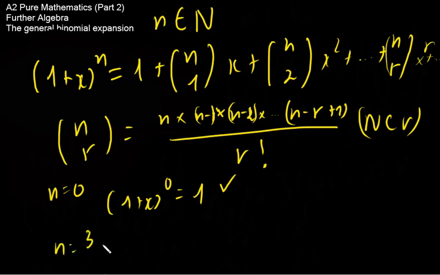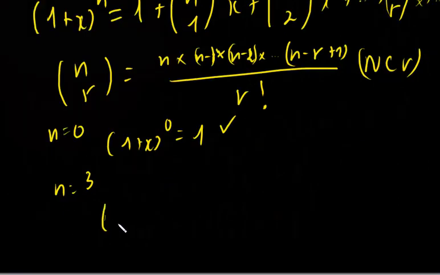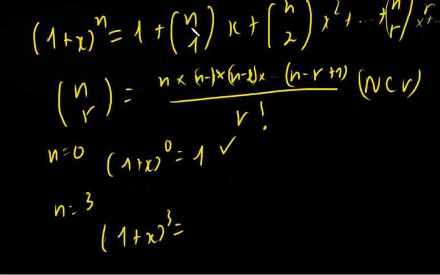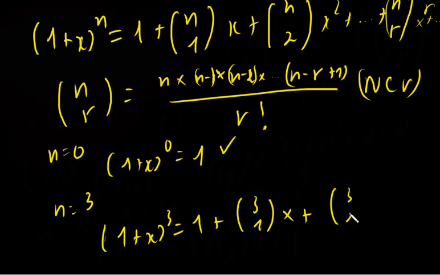Let's take n equal to 3. So we have here (1 + x)^3. So this is 1 + 3C1 x + 3C2 x squared + 3C3 x cubed. Now this is equal to 1 + 3C1, so this is 3. This is n.